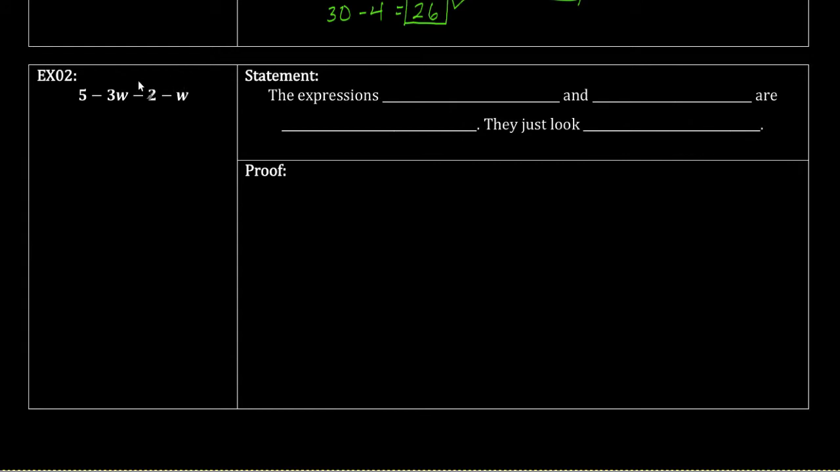Okay, let's do one more. So we have the expression 5 minus 3w minus 2 minus w. So we have 5 minus 3 times a number minus 2 minus that same number. We have two w terms. One is negative 3w, negative 3 times the number, minus one copy of that number later on. So we have negative 4 times that number. Now we have 5 minus 2 left, which is plus 3.